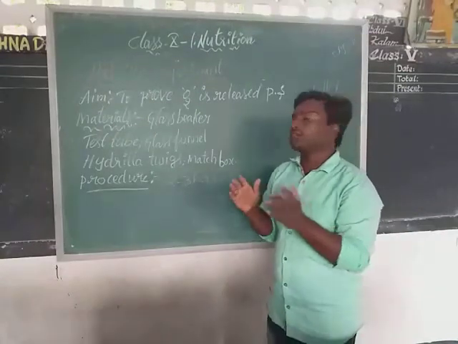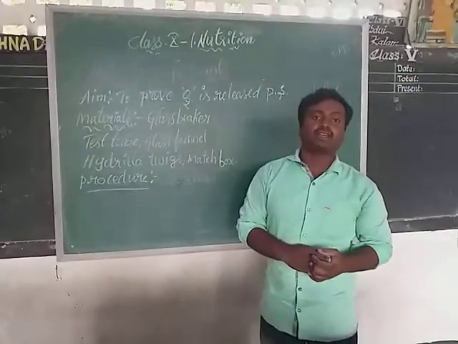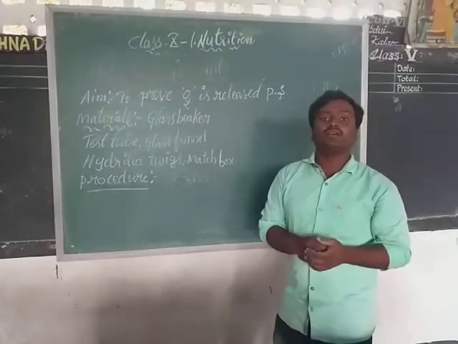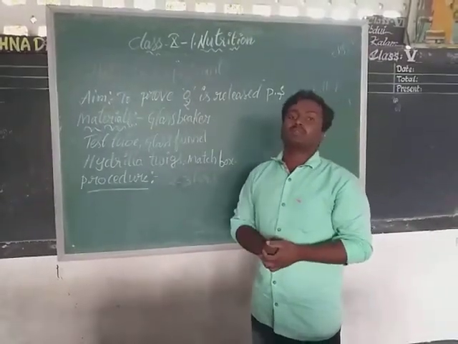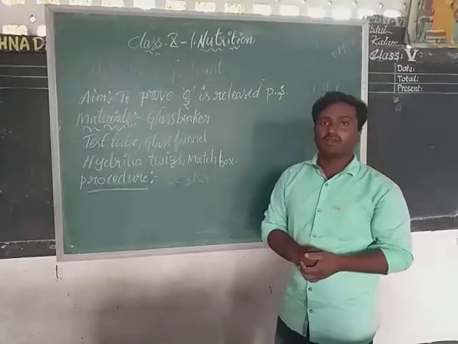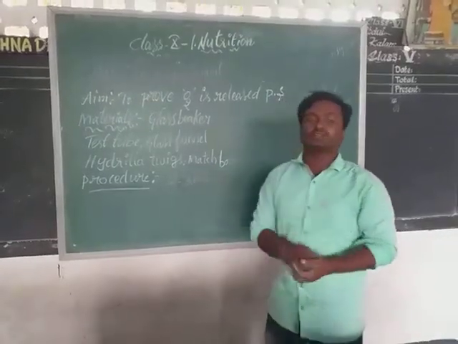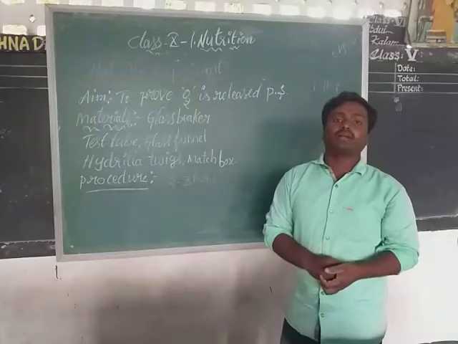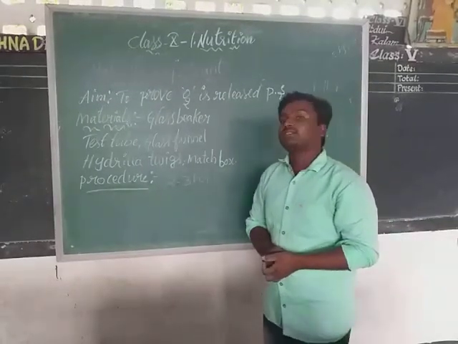Next, the procedure: take a large glass beaker and fill it with water. Next, we need to place some hydrilla twigs inside that glass funnel. Next, we need to cover it with a test tube having some water in it. Wait for 2 to 3 hours. After 2 to 3 hours there is a chance to see some air bubbles in that test tube.